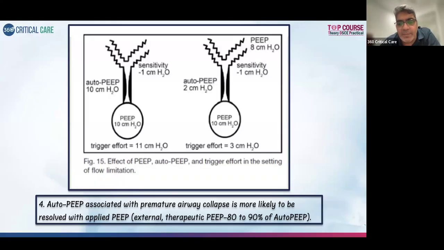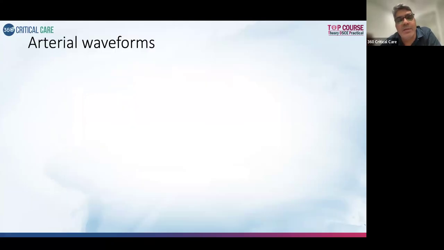Okay, high probability: 50% of the time you will get an auto PEEP type of waveform in the exam, they are very fond of it. And the second possibility is ineffective triggering or double triggering. So these 3 or 4 things are very frequently asked in the exam. All right, we'll go to the next stage, arterial waveform.